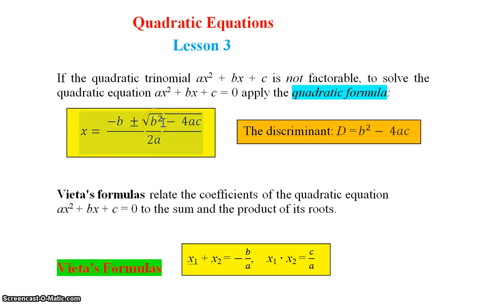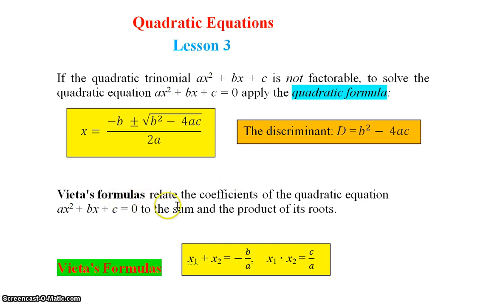But if the discriminant b squared minus 4ac is not a perfect square, like numbers 6, 8, 12, 24, 17, 7, then you cannot solve the quadratic equation by factoring, and it's better to apply the quadratic formula.